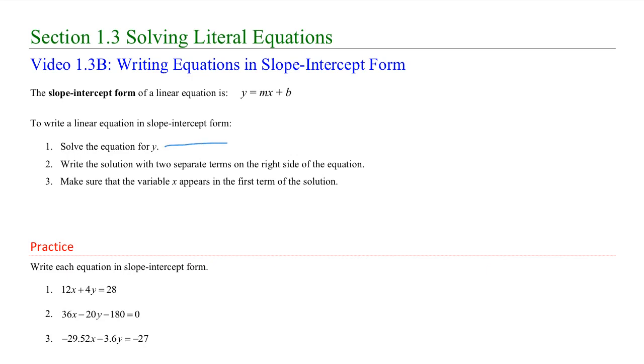First, we want to make sure the equation is solved for y. That means the letter y needs to be by itself. Next, we want the right side of the equation to have two separate terms. And finally, we want to make sure that the variable x appears in the first term on the right side of the equation. With that in mind, let's look at the practice problems.